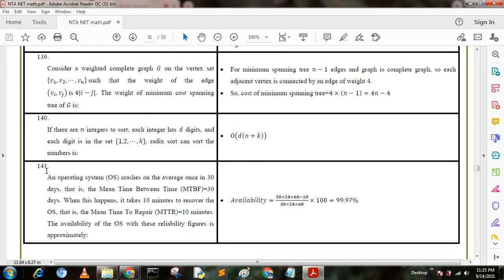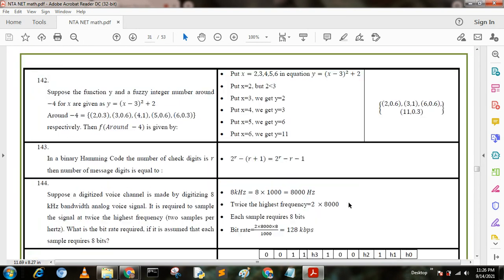Next question. An operating system crashes on average once in 30 days, that is, mean time between failure is 30 days. When this happens, it takes 10 minutes to recover the operating system, that is, mean time to repair MTTR equals 10 minutes. The availability of the OS with this reliability figure is approximately? Here availability equals (30 into 24 into 60 minus 10) by (30 into 24 into 60) into 100. We calculate this value and get 99.97%. Next question.